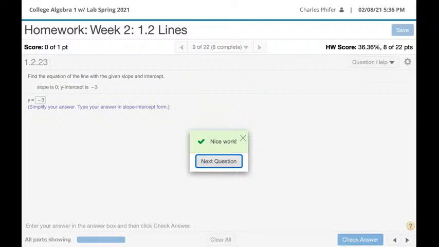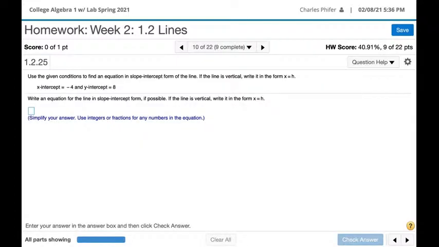Use the given conditions to find an equation in slope-intercept form of the line. The x-intercept is -4 and the y-intercept. Okay, let's write this one out. This one looks a little bit more interesting.